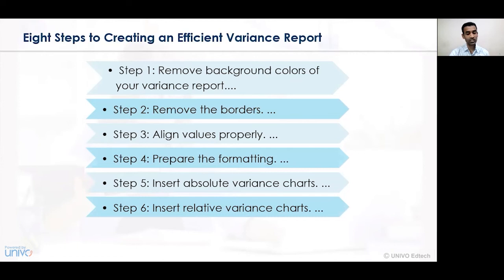Inserting the relative variance chart. Any relative variance chart with respect to an increase or decrease, using bar diagrams or pie charts and so on, should be used so as to create your report in a very effective and pleasing way.